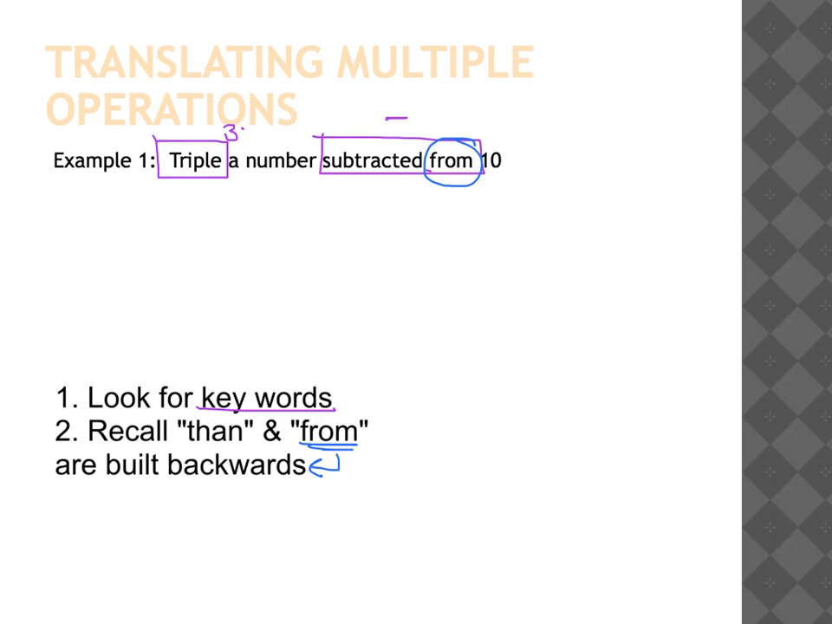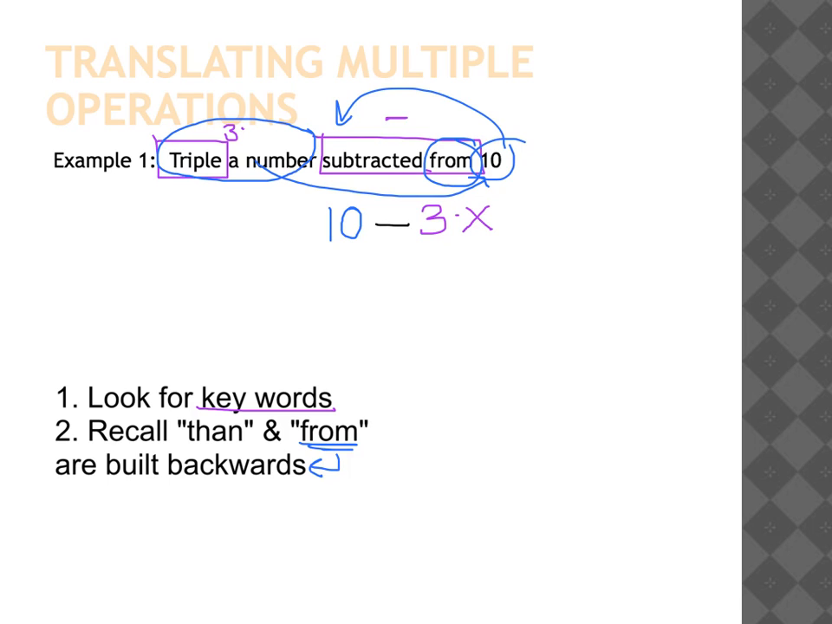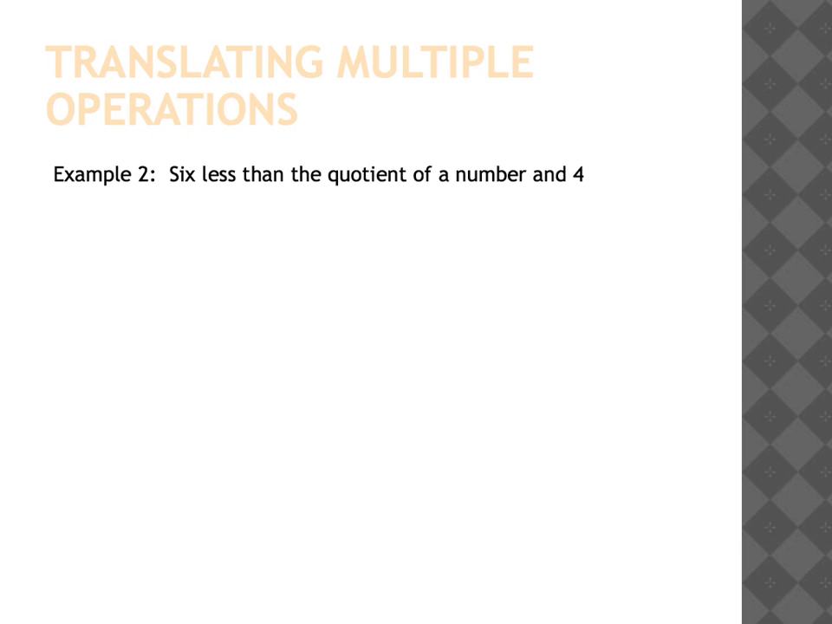So that means that when we write our subtraction, the 10 is going to go on the front end of the subtraction. Okay. That also means that the phrase triple a number is going to end up on the back end of the subtraction. So triple a number would be 3 times a number or a variable like 3x. And written in simplest form would be 10 minus 3x. Let's take a look at our second example.